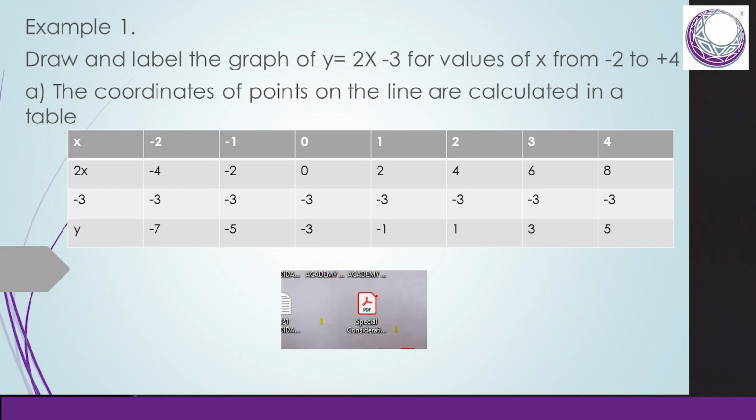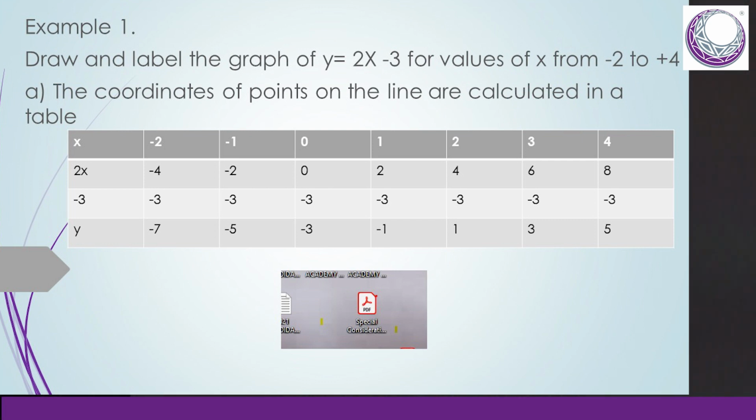I'm going to now use my straight ruler and join these particular points. It will definitely give me a straight line. Now if it does not give me a straight line, that means there is a problem somewhere. I need to go back to that particular point and try to correct it.